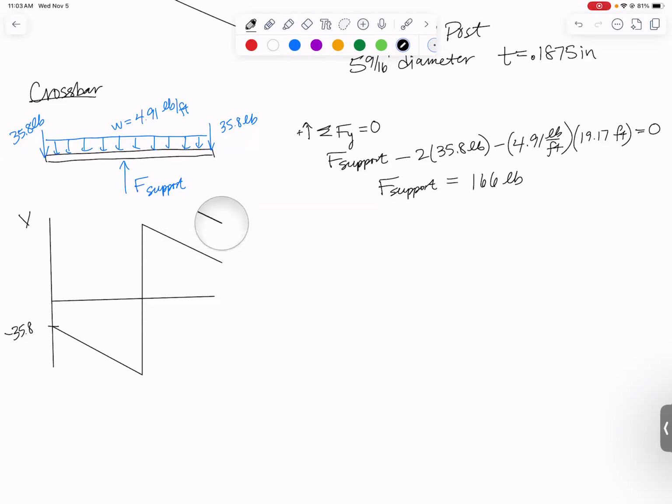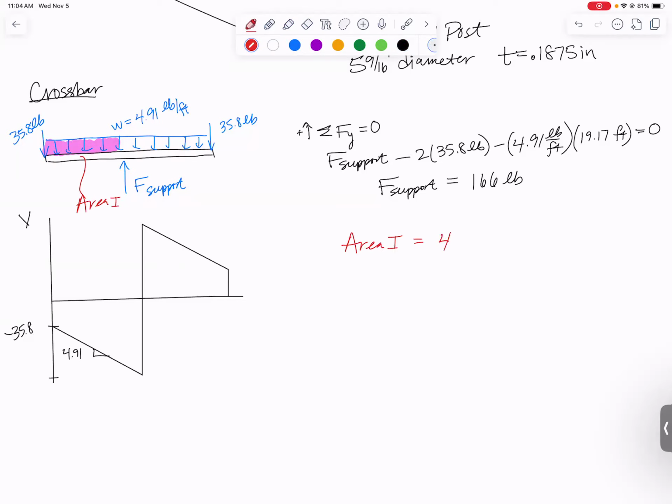We're going to keep going down at that same slope. And then at the end of the beam, we've got another 35.8, and we should end up at 0 when we're done. So I think it's going to look like that qualitatively. Let's put some numbers. We were down 35.8, and we go down at this slope of 4.91, where are we going to end up? Well, that would be the area under the first half of this loading curve. So call that area 1, and let's go calculate it.